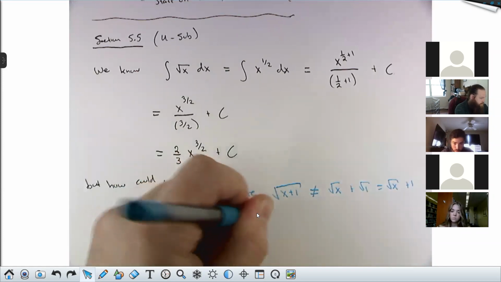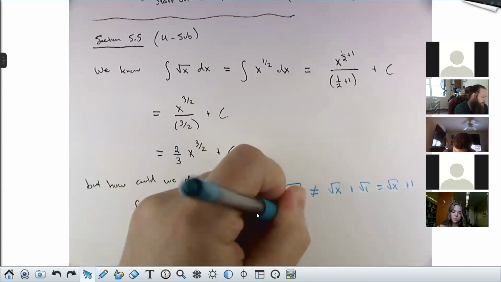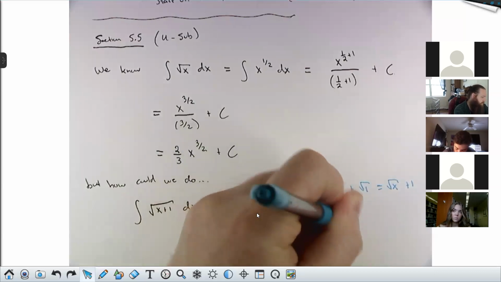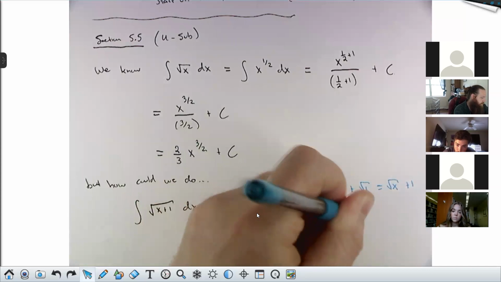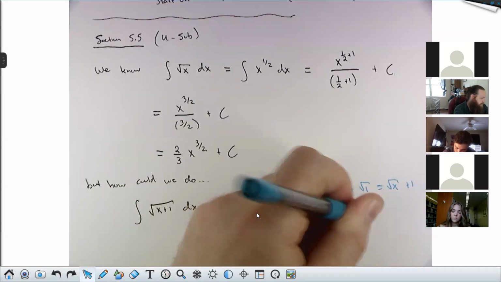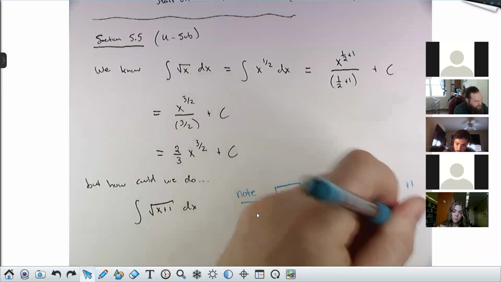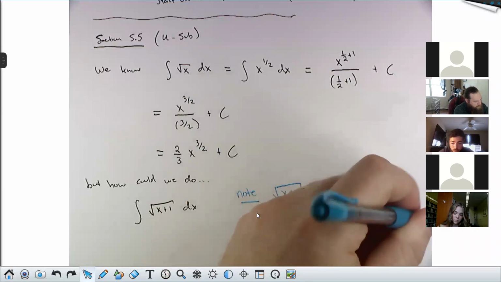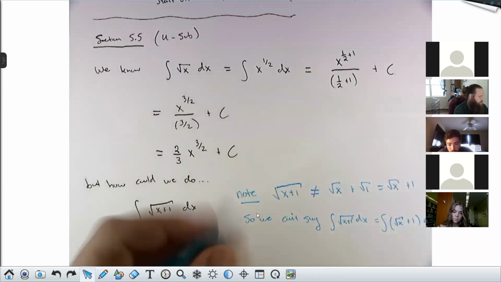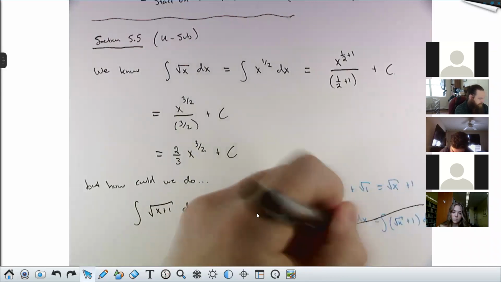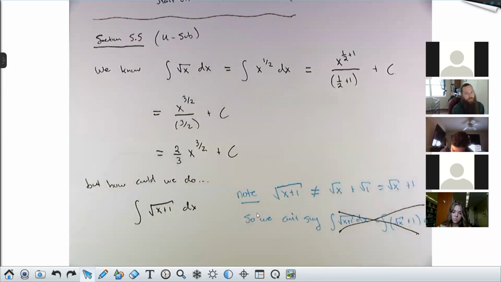So we can't say the integral of the square root of x plus 1 dx equals the integral of the square root of x plus 1 dx. This never ever works. Neither does anything that looks like it. So please don't try to do that stuff.